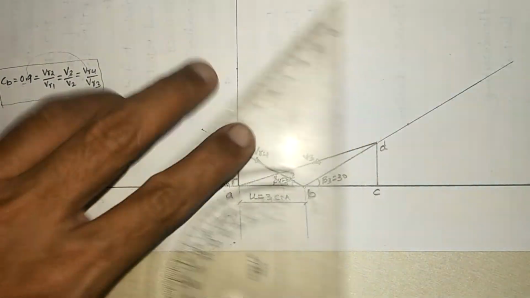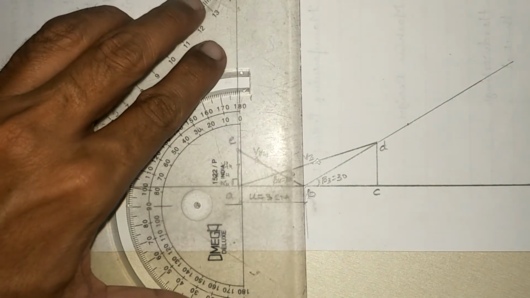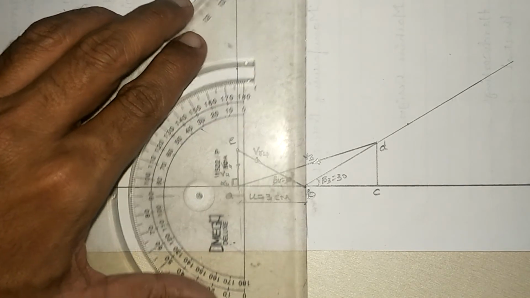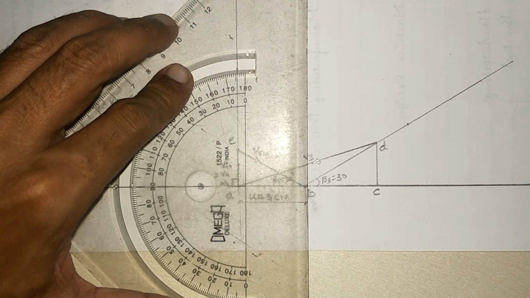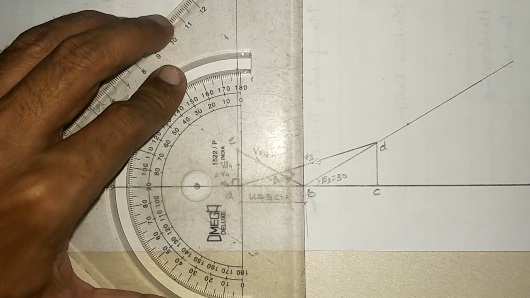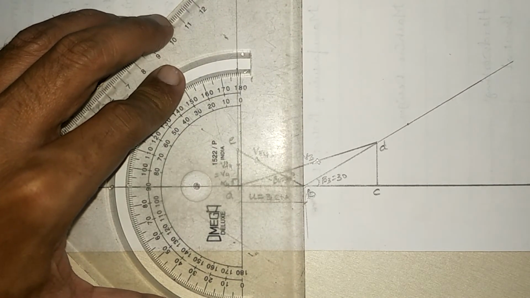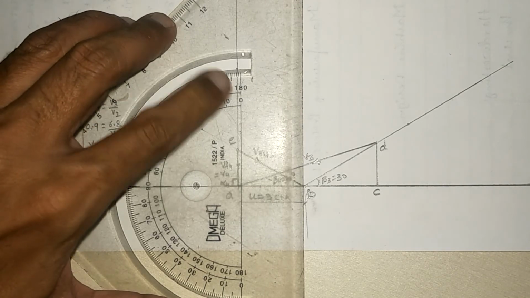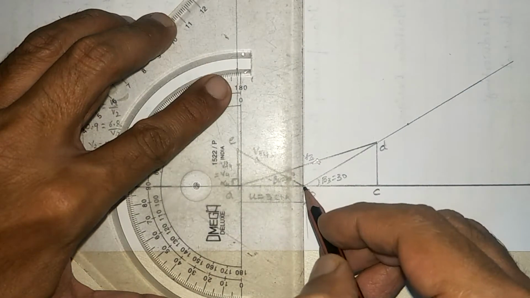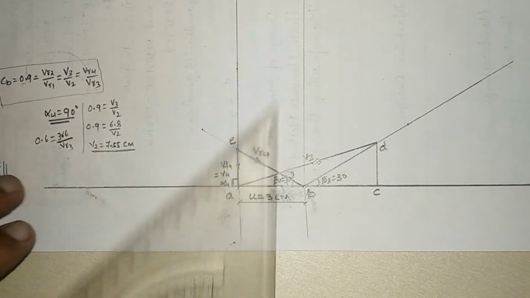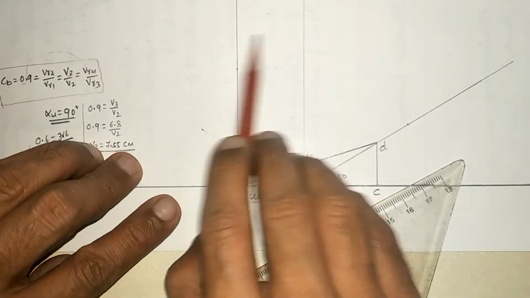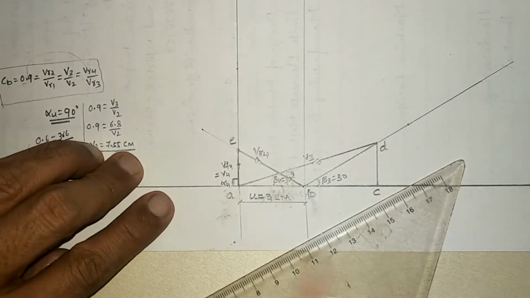Okay, so now I will extend it on the top of the length of AB. I will extend it on the top side because I need to draw the velocity triangle for first stage. So as you can see here, I have extended. The distance between these two lines is 3 centimeters, because it is u.